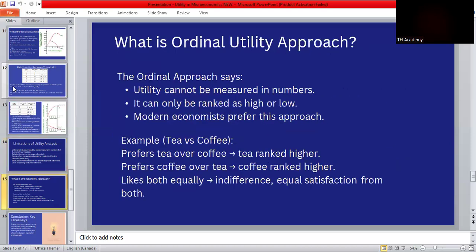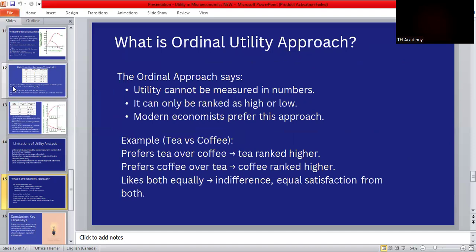Now let's talk about the ordinal utility approach. Unlike the cardinal utility approach, here utility cannot be measured with numbers. Instead, goods are ranked based on preferences, like high or low. This is the approach modern economists prefer because it's more realistic.